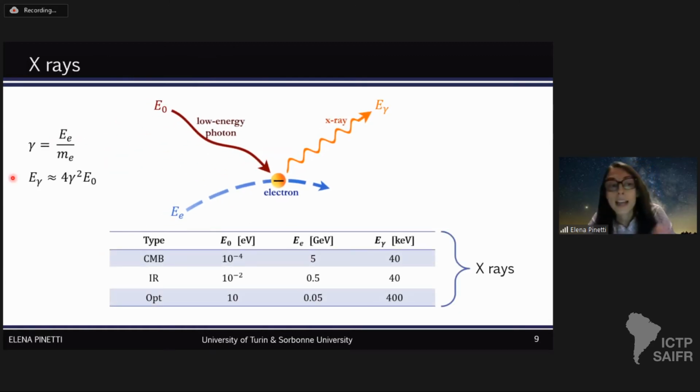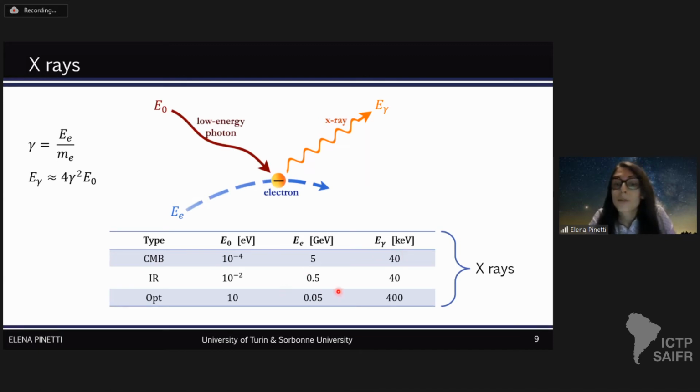In particular, the final energy of the photon can be approximated as 4 gamma squared epsilon_0, where epsilon_0 is the initial energy of the radiation field, and the factor gamma is simply the Lorentz factor, so the ratio between the initial energy of the electron and the mass of the electron itself. As I said at the beginning, we want to study sub-GeV and few GeV dark matter. So we expect that they would produce electrons with an energy, for instance, in this third column. So let's take, for example, a 5 GeV electron, which scatters off a CMB photon. And this can produce a final photon with an energy of 40 keV.